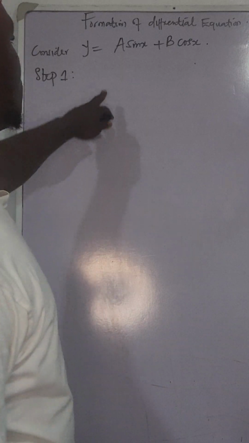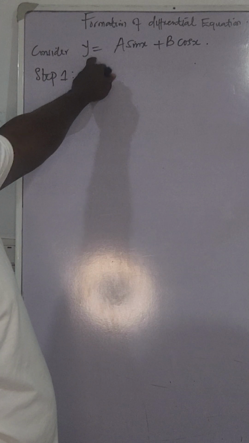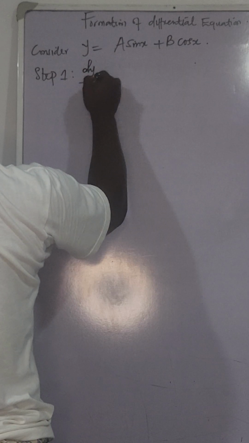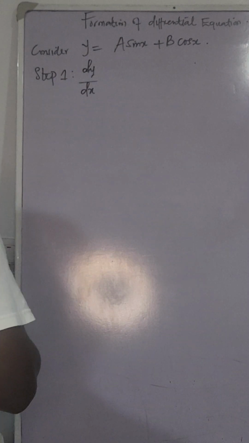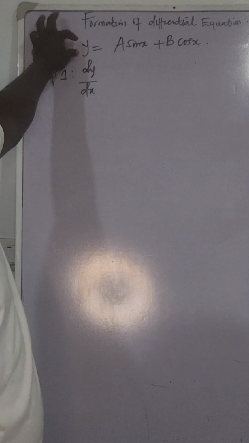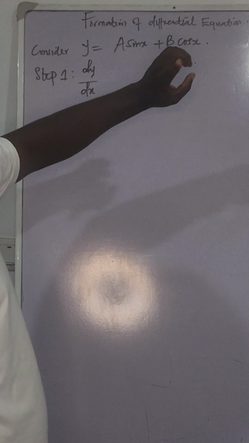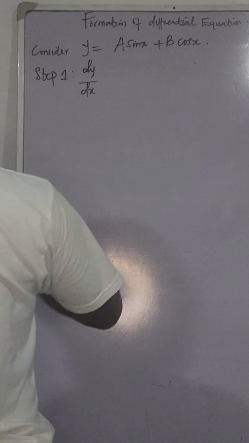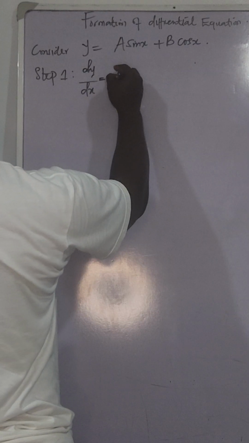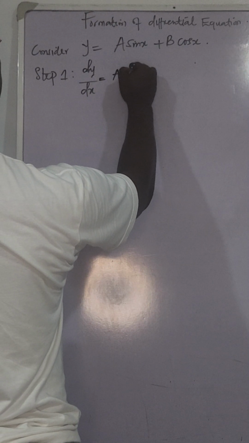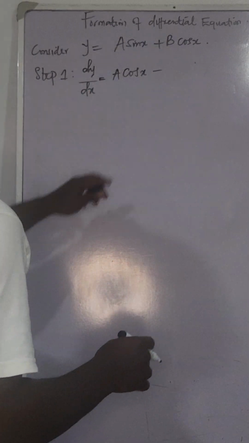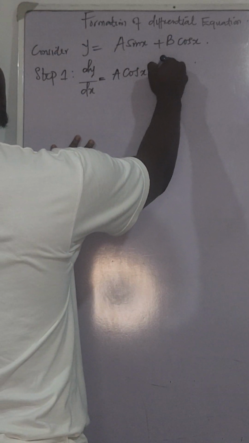The first thing is we try to see if we can differentiate y. So let's find dy/dx, differentiating y with respect to x. So what you're going to have here is a cos x plus, first of all, you can do it this way, plus.